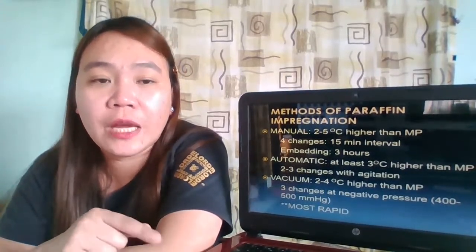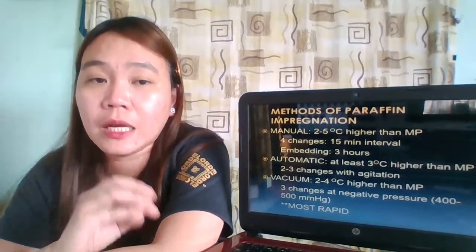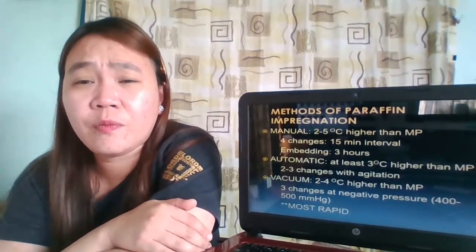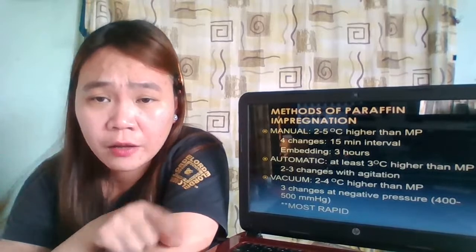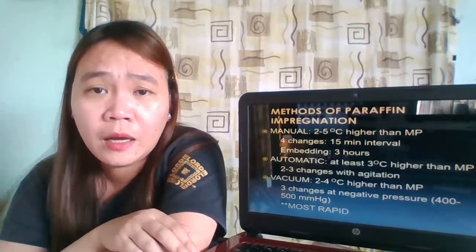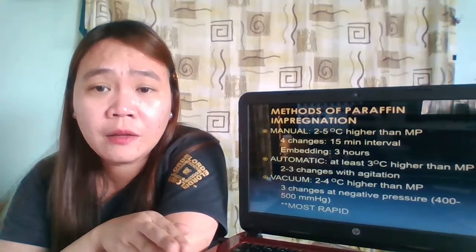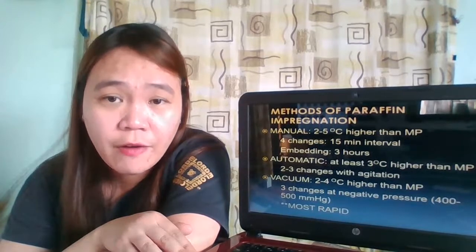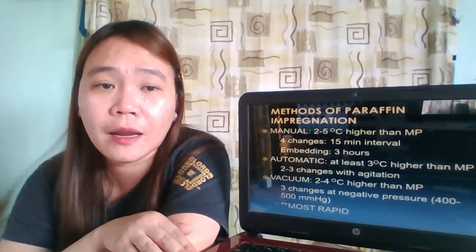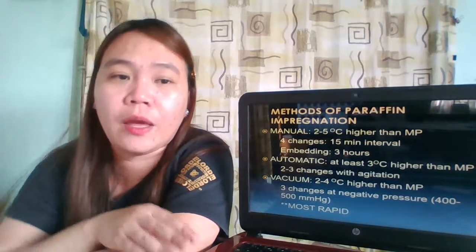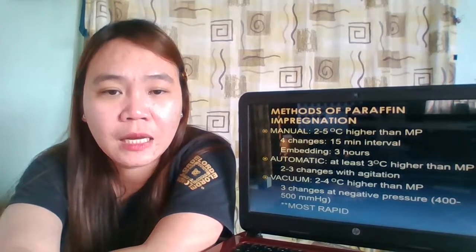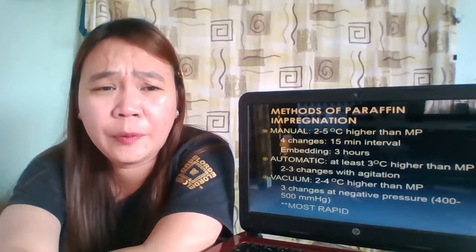And as for the number of changes, we have 3 changes at a negative pressure. So I repeat, 3 changes at a negative pressure. When we say negative pressure, this is equal to vacuum. So the negative pressure that is present in your equipment is 400 to 500 millimeter mercury. So the vacuum or the negative pressure that is present in this particular processing.